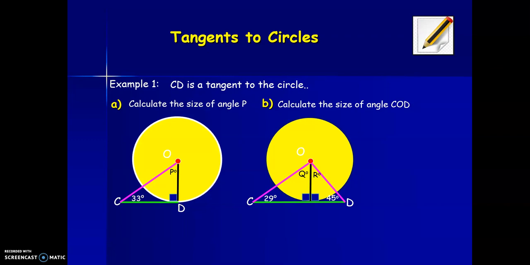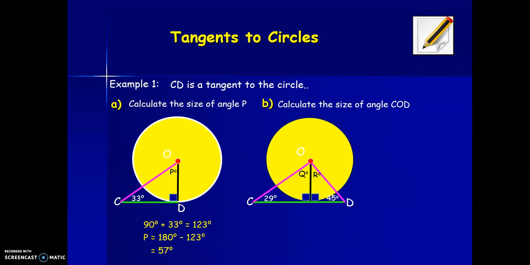So let's look specifically at example A. We want to find the size of angle P. So we are just using the fact that three angles in a triangle add up to 180 degrees. So if we add the 90 and 33 together, we get 123 degrees. Take this away from 180 degrees, and that leaves us with 57 degrees for P.